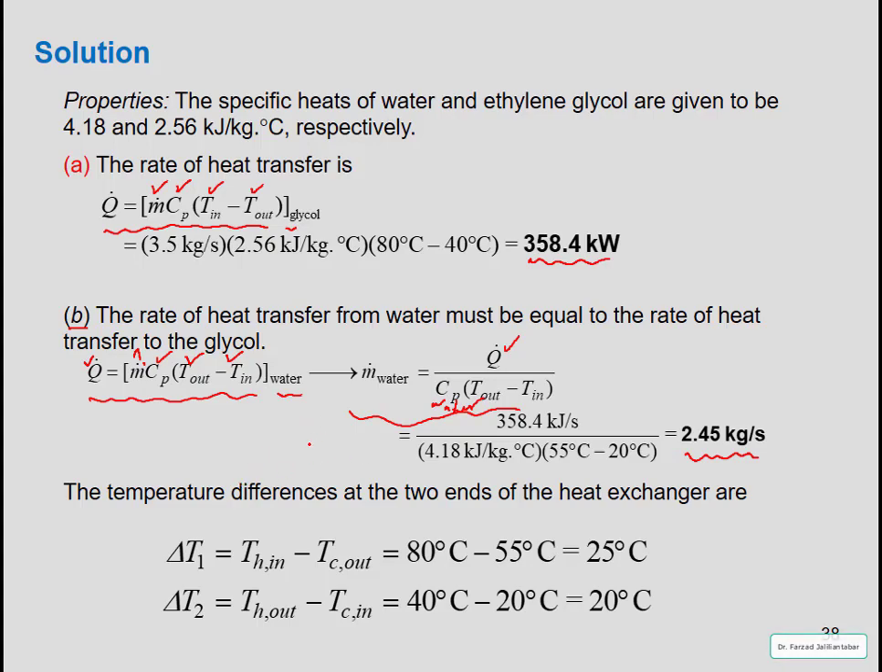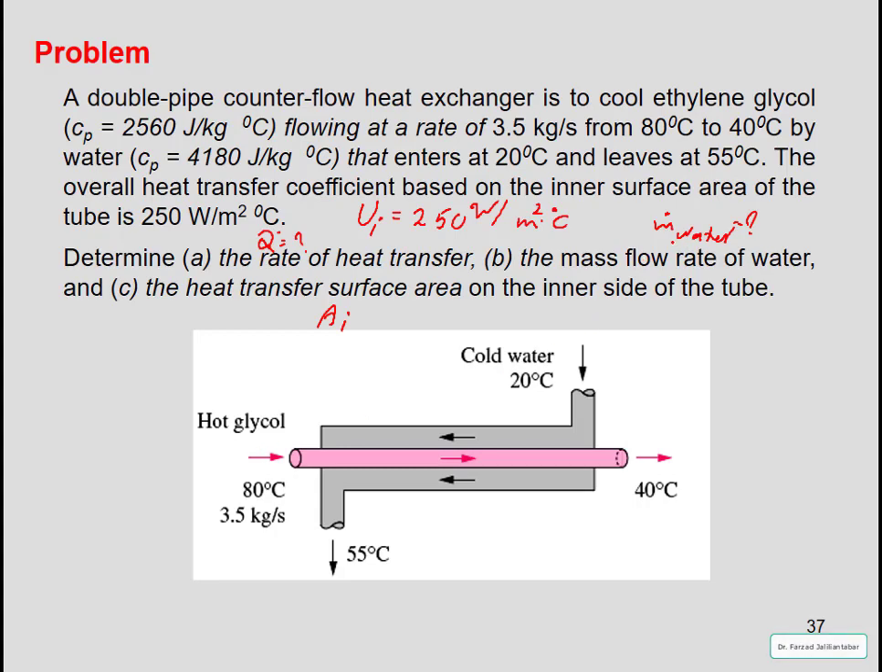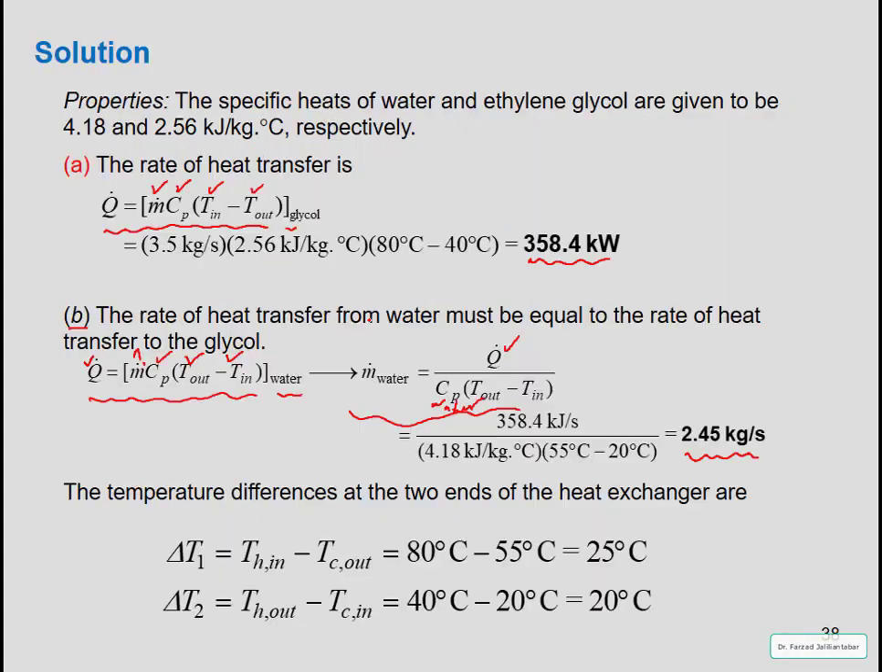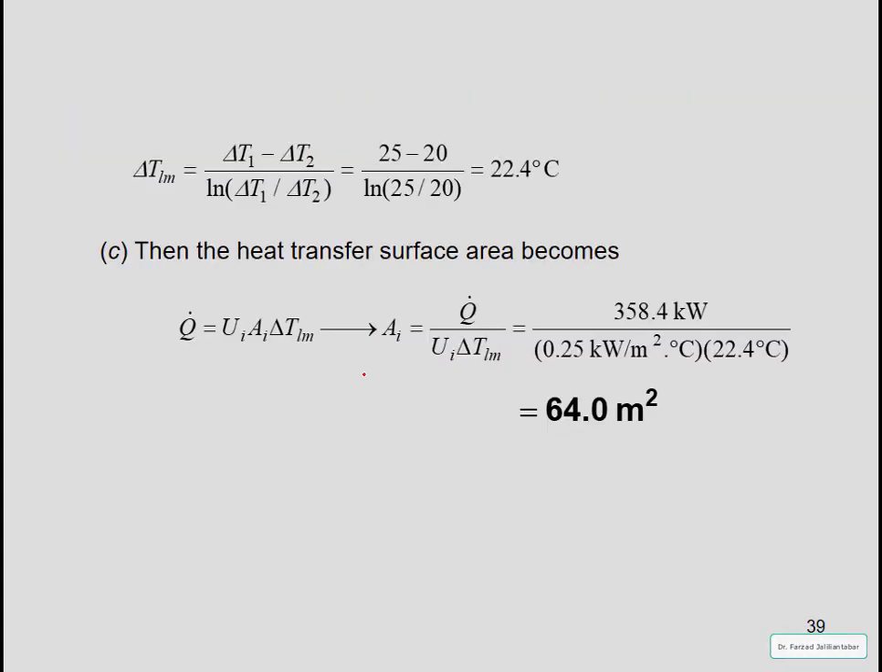Okay, now we have calculated A and B part. Actually, in the B part we were looking for this m dot. Now at the C part we are interested to find the AI, or the surface area at the inner surface of the inside tube.